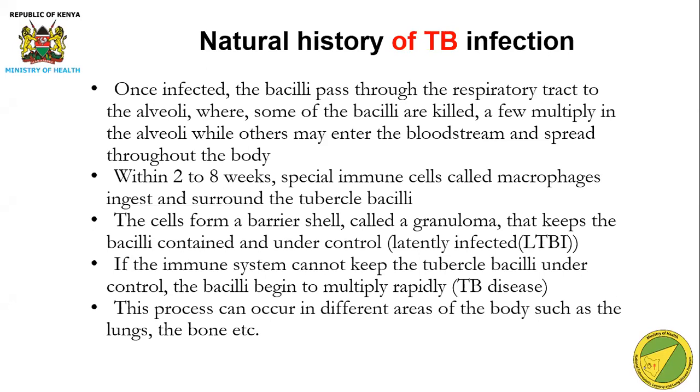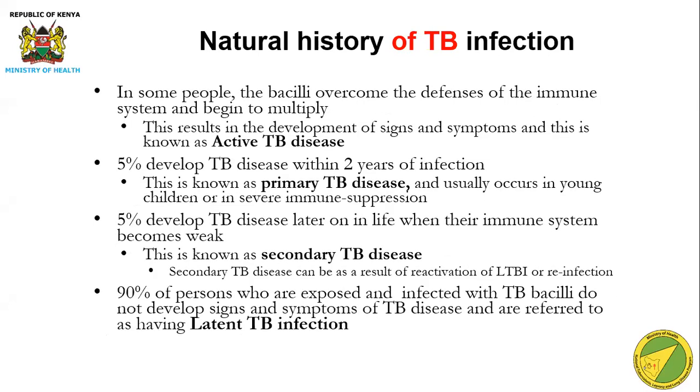If the immune system cannot keep the bacilli under control, then they will begin to multiply and rapidly spread across the body. This can occur in different areas of the body, as we've already seen, except those 3 parts of the body that TB does not affect. So we say if the immune system of that individual is not strong enough, the bacilli can overcome the defense of the immune system and begin to multiply, which then results in development of signs and symptoms and causes what we call active TB disease.